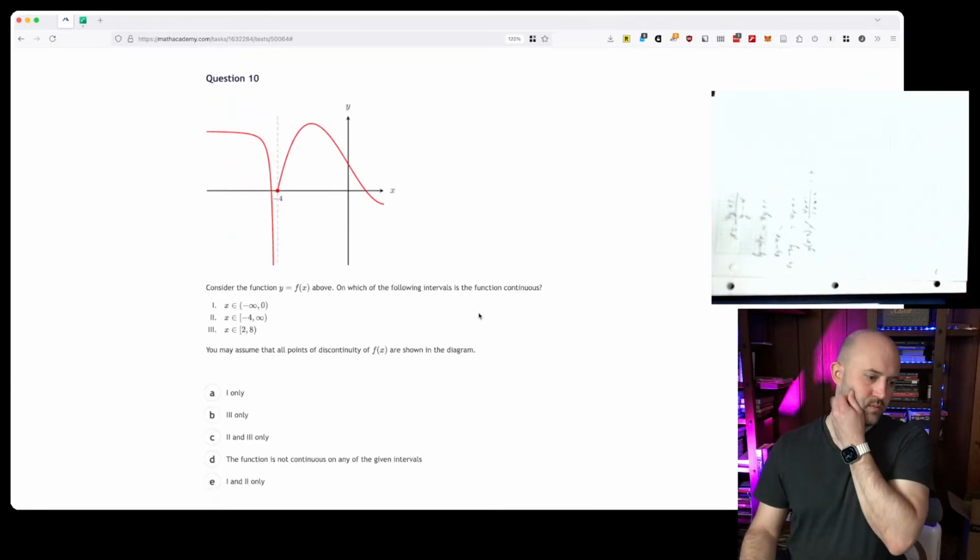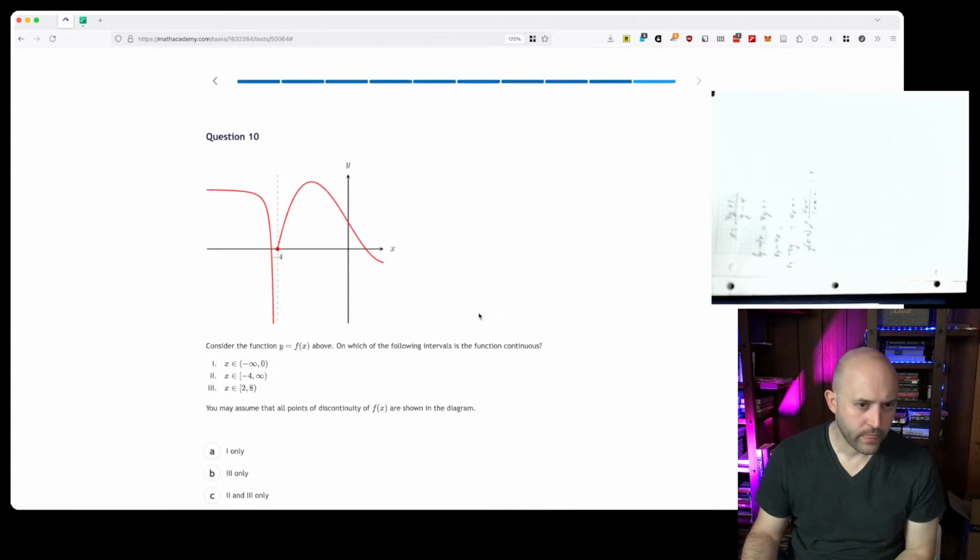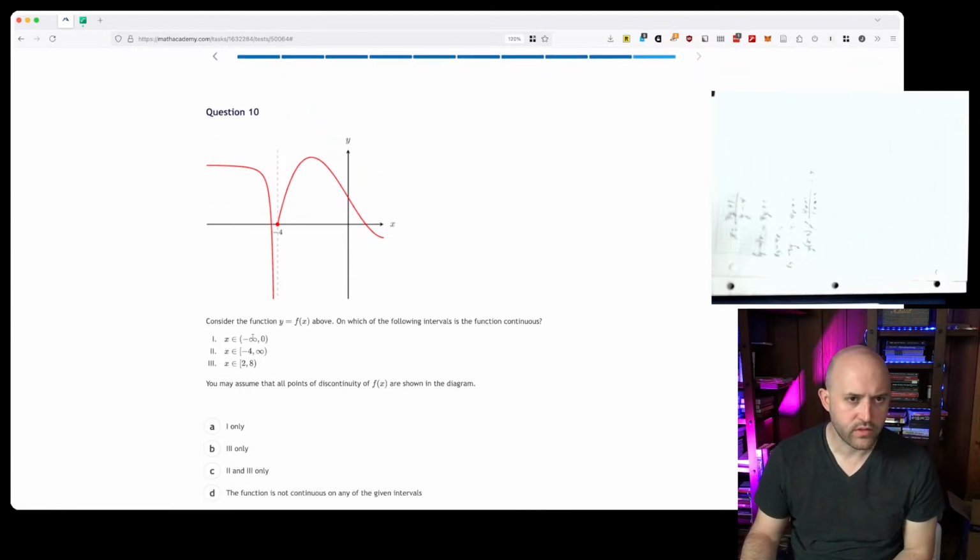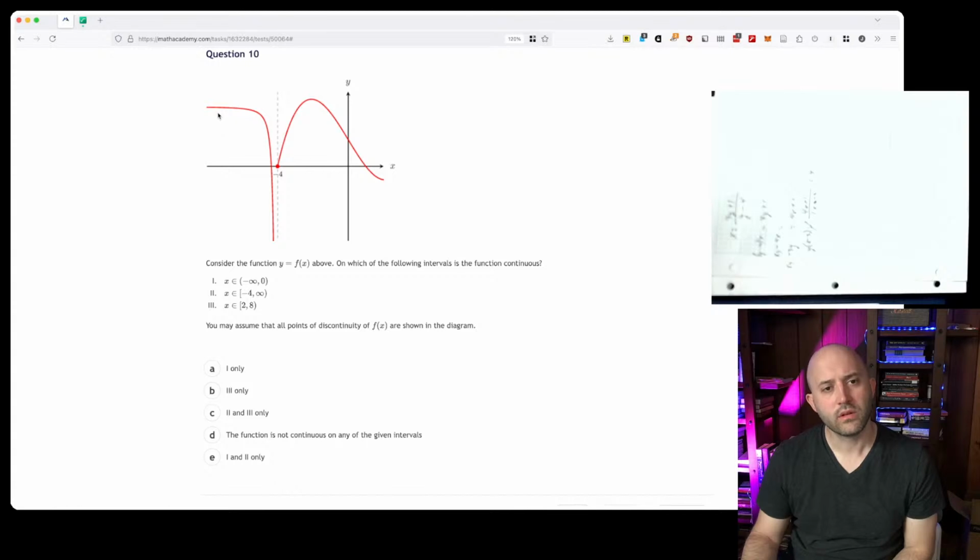Okay, last question. How are we doing here? Consider the function above. Which of the following intervals is the function continuous? Okay, so the only place it's not is at minus 4. So minus infinity to 0, this is not correct. Minus 4 inclusive to infinity, that looks correct.